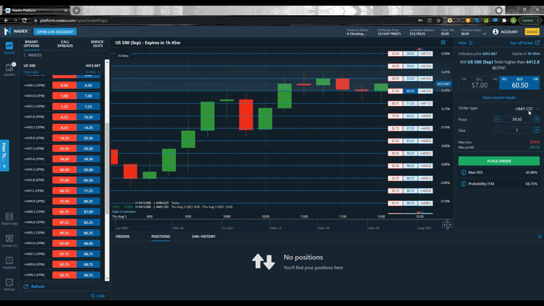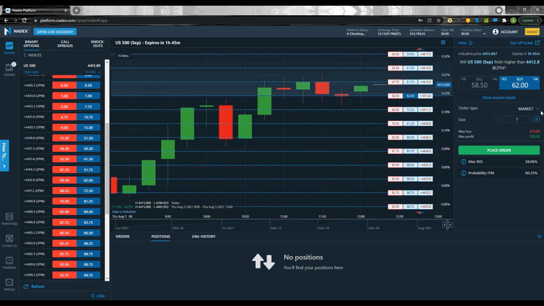Moving down, we have the order type. Pretty self-explanatory. There are two order types on Nadex. There is the limit GTC, that's going to be your limit order, and then there is the market order. My orders are defaulted to limit, but market will actually be the default when you first get into the platform, and I will show you how to change that later on in the webinar.